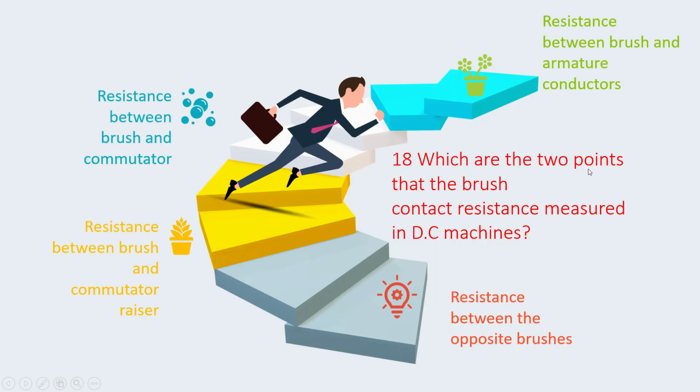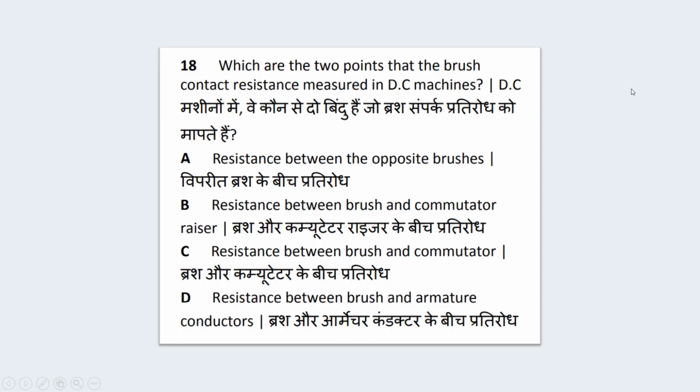Which are the 2 points between which the brush contact resistance is measured in a DC machine? Resistance between the opposite brushes, resistance between the brush and commutator riser, resistance between the brush and commutator, resistance between the brush and armature conductor. The answer is resistance between the brush and commutator.